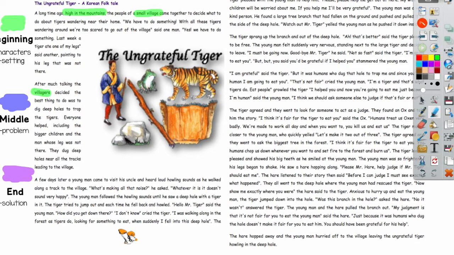Okay, so from this paragraph, we're introduced to two new characters. The first character is a young man, and the second character is a tiger. Because we're just now getting introduced to these two characters, I know that this is still the beginning section of my story. So let's see if we're going to continue on in the beginning or if we're going to transition to the middle of my story and find a problem that arises.